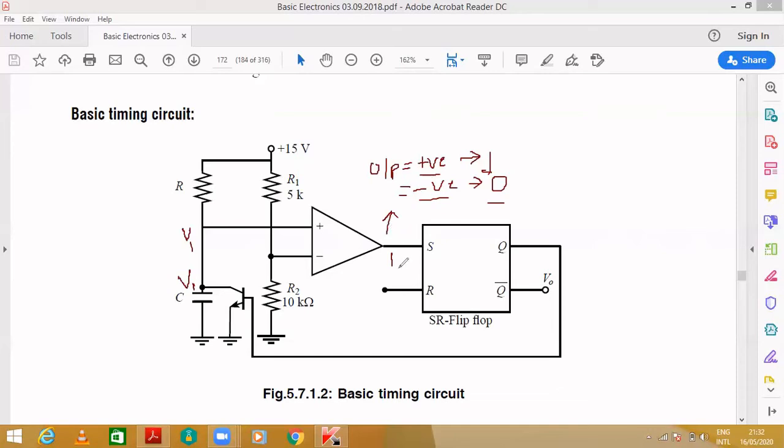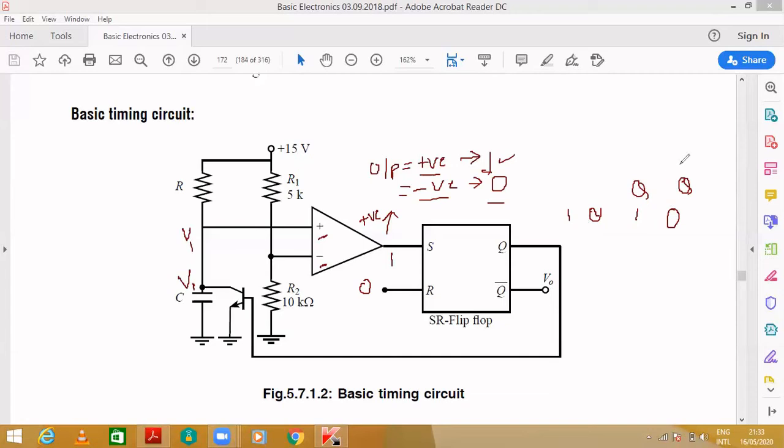The output becomes positive when the non-inverting terminal is greater than the inverting terminal, isn't it? When the voltage at this point is greater than this point, only then will we get a positive output. When the output of the op-amp is positive, we assume it becomes 1. So when S is 1 and R is 0, what will be your output? I already told you, when S is 1 and R is 0, Q becomes 1 and Q bar becomes 0. This is Q and this is Q bar.